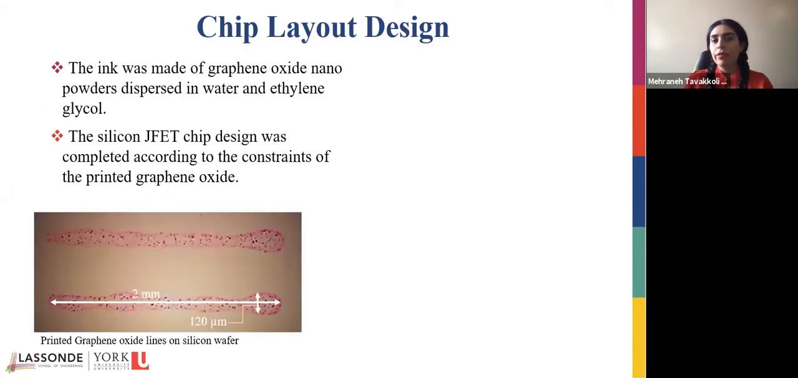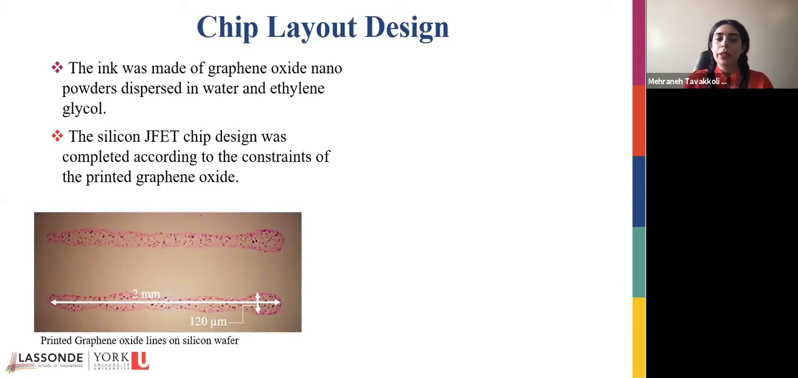The ink that we used was made of graphene oxide nanopowder dispersed in water and ethylene glycol, and we made the ink ourselves. Before starting the design of the chip, we actually printed the graphene oxide ink on a silicon wafer to see the spreading behavior of the ink.